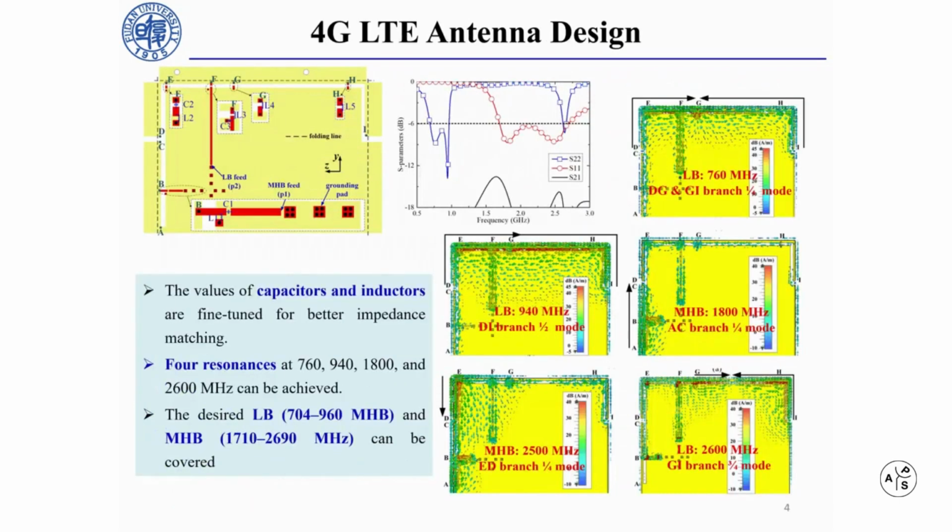Here is the single 4G antenna design. The values of capacitors and inductors are fine-tuned for better impedance matching, so that resonances can be achieved. The desired low band and middle high band are covered. The current distributions of resonance modes are shown at right.